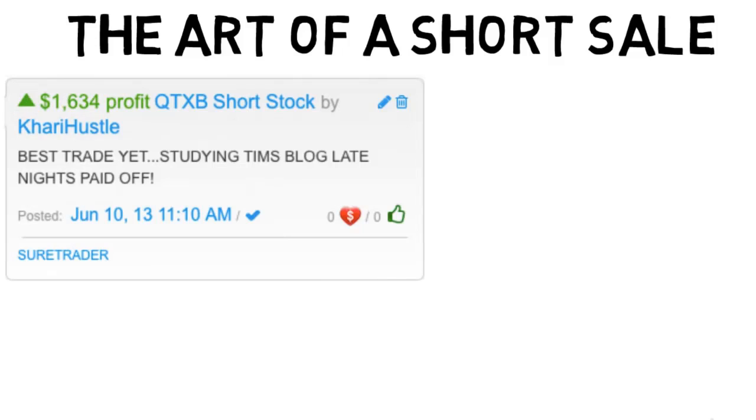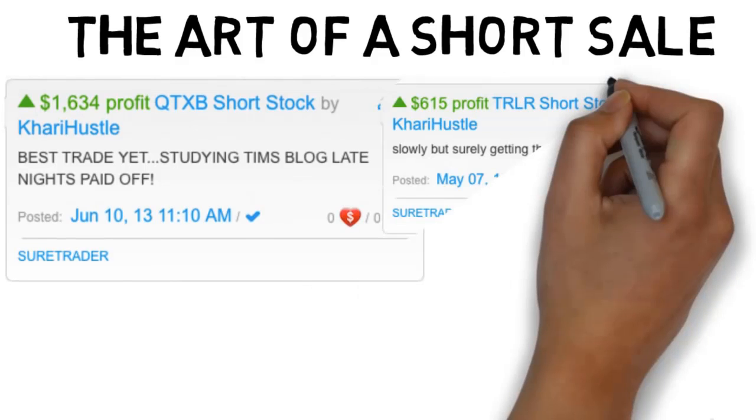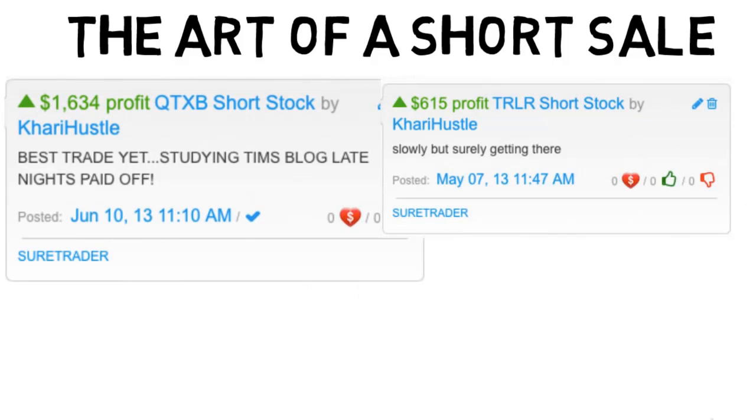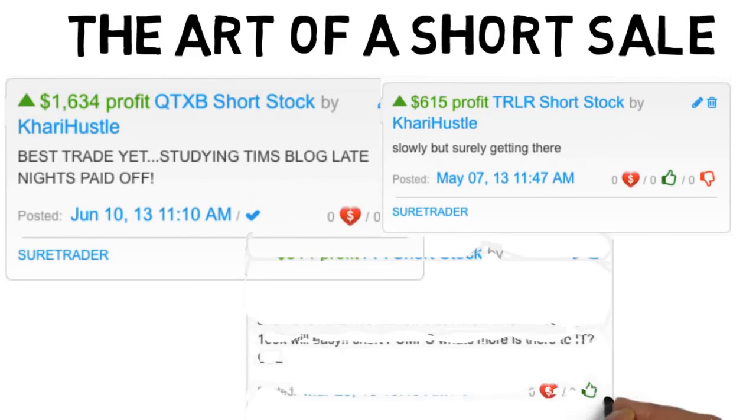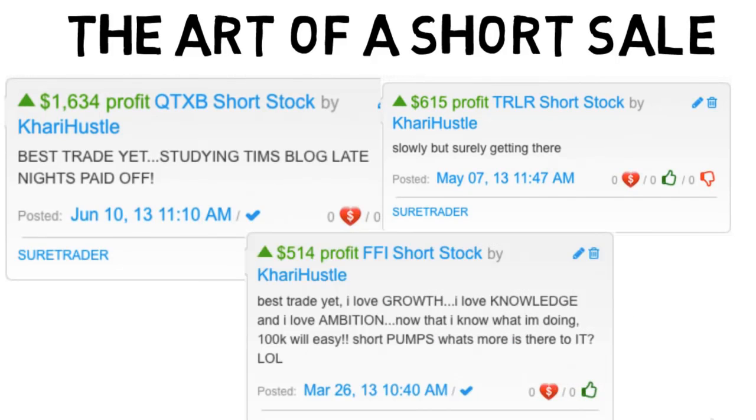So before we go into that, I want to show you a couple examples of the profits that I made and other people have made. And I'm going to show you one of my best trades right here. I made $1,634 in about, I want to say 15, 20 minutes. And another trade I made right here, $615 in about 30 minutes of work. And another trade right here, $514 that I made. And that was about no more than 30 minutes. And it's always different. But I just want to show you a couple quick examples of the trades that I've personally made.